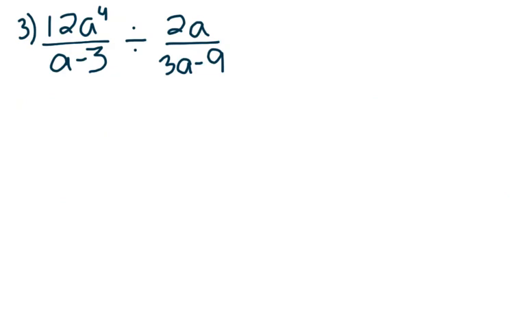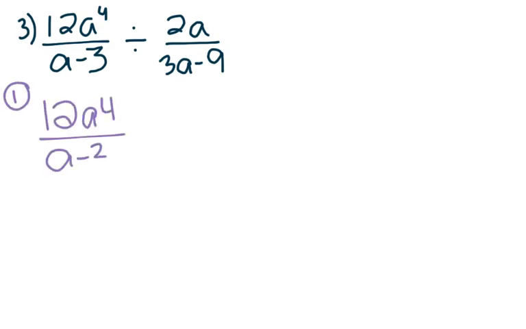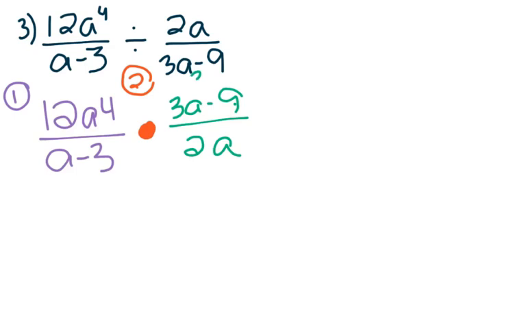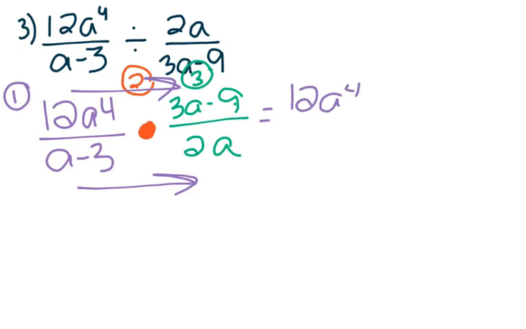Here we are with number 3. The first step is to rewrite the first fraction just as we see it. The second step is to change that division into multiplication. And the third step is to flip the second fraction. Now I'm going to multiply straight across. Remember, I'm not distributing, I'm just showing them in one fraction.